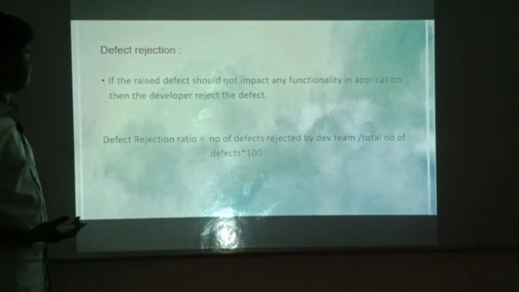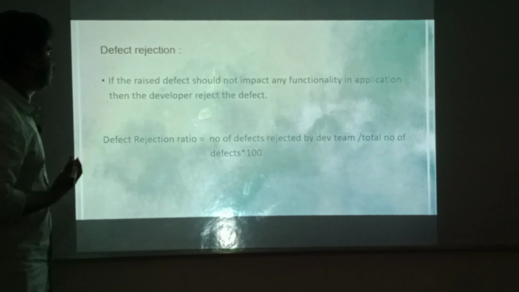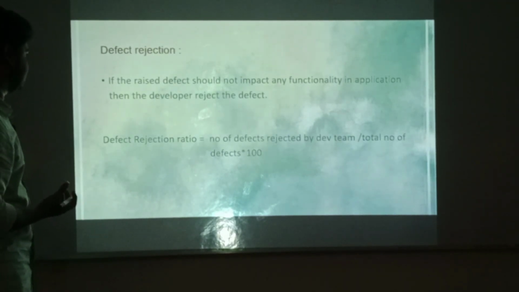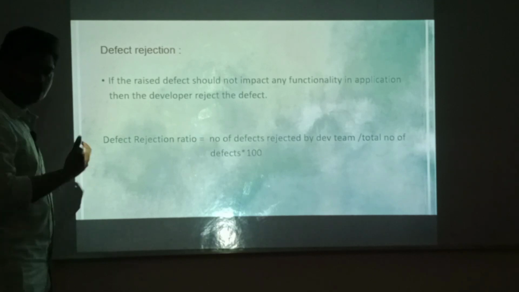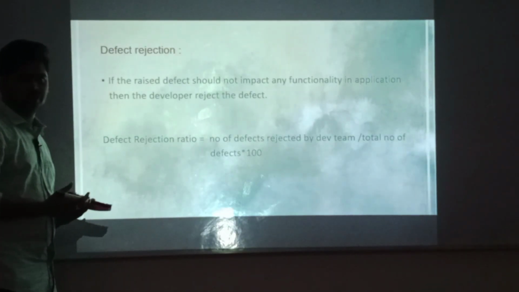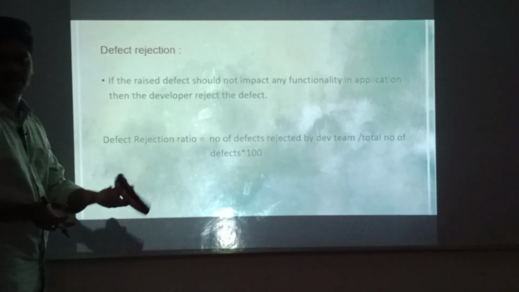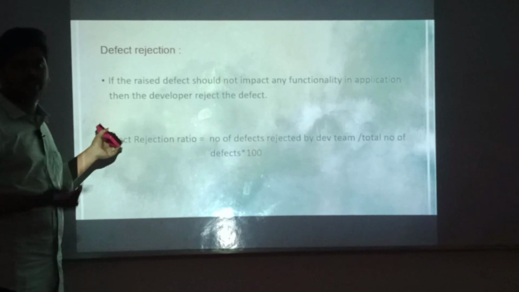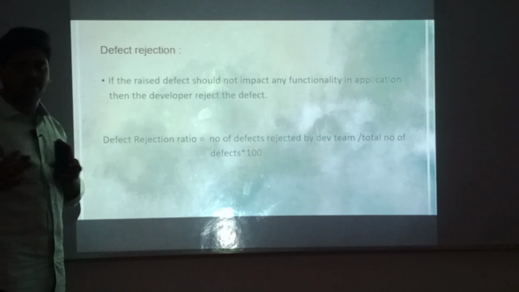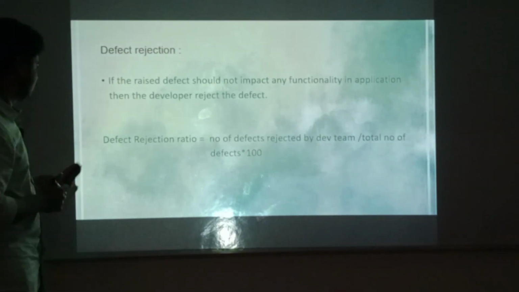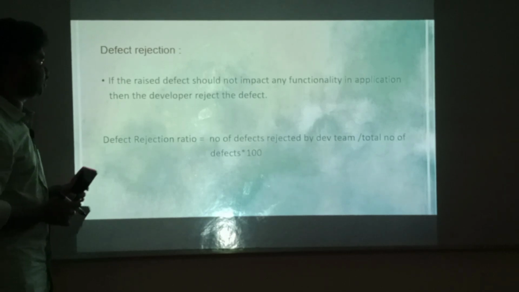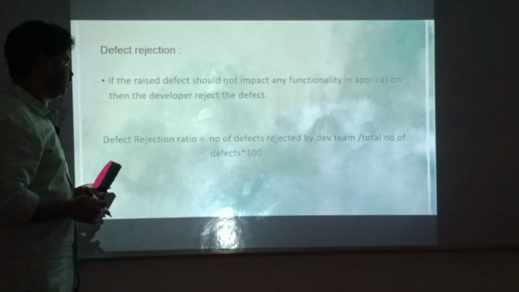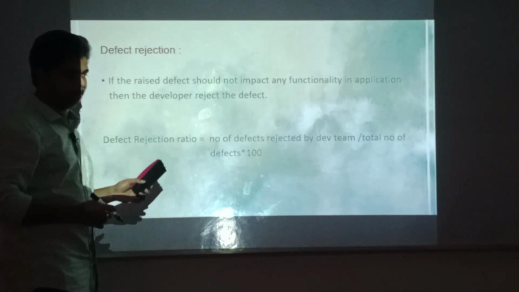The defect rejection. If the raised defect does not impact any functionality in the application, then the developer rejects the defect. During the testing phase, we can find some defects and we raise the defects in ALM or Jira, and the defect is not valid because it doesn't show any impact on functionality. They reject the defect. We can find the defect rejection ratio by using a formula: number of defects rejected by the dev team by total number of defects into 100. Next slide.